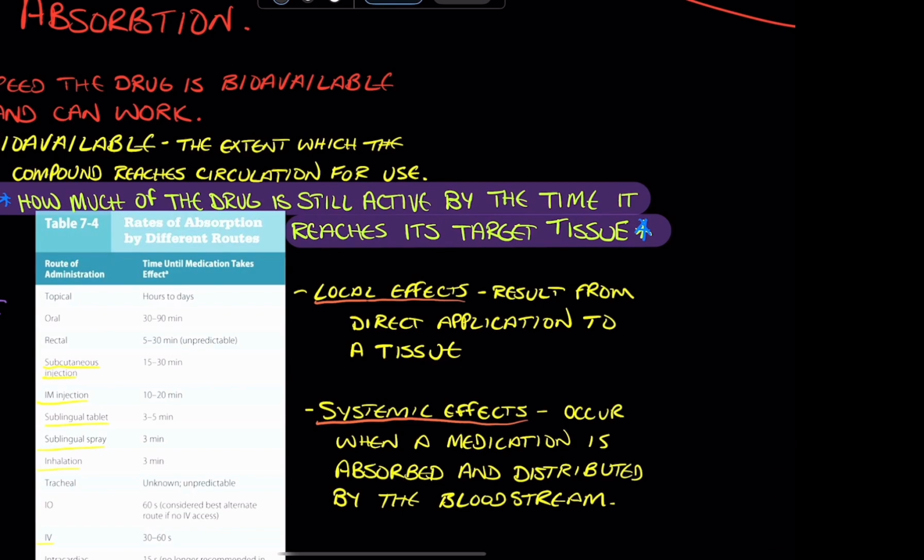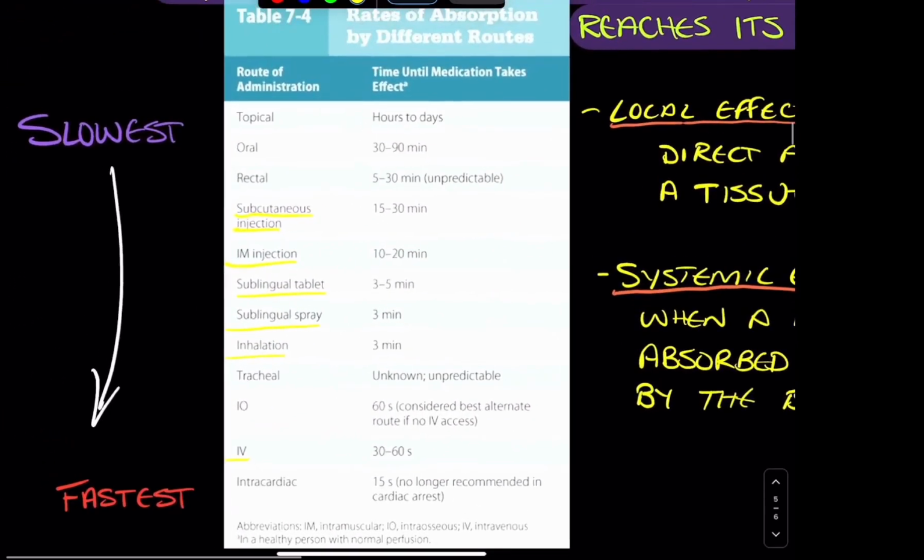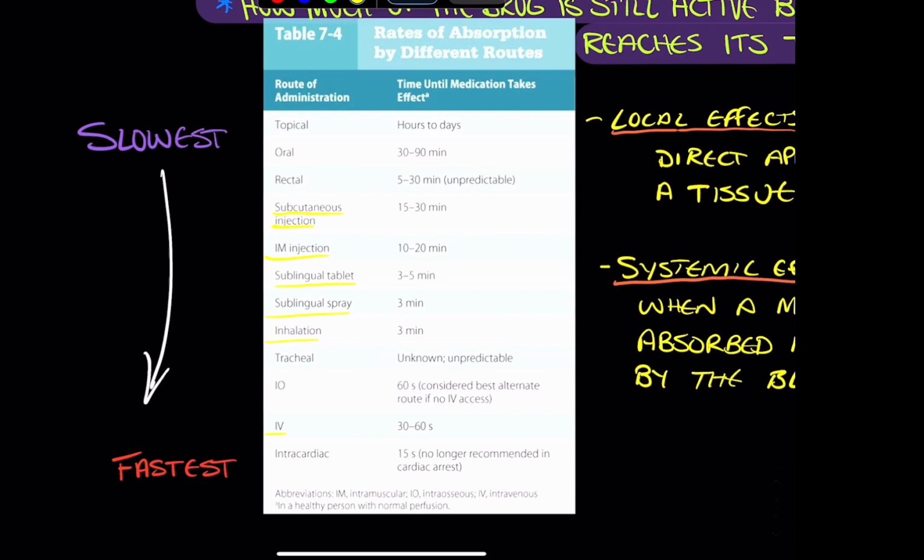So here's your definition of bioavailability. How much of the drug is still active and available at the time it reaches the target tissues. So here's a table. We talked about this a little bit before when we were looking at some of the medication stuff. Looking at oral routes of medications, you're looking at at least 30 minutes, and then your IO and IVs are fast, under a minute. So these should be pretty much straightforward. There shouldn't be too much of a mystery behind why these are the way they are.